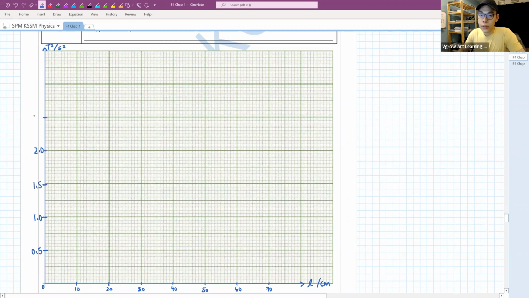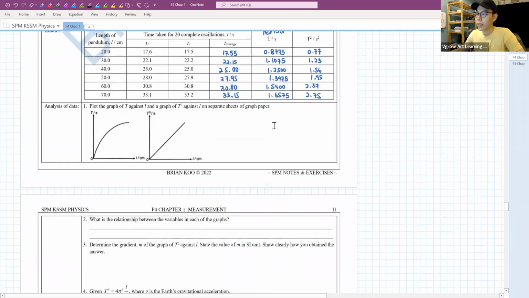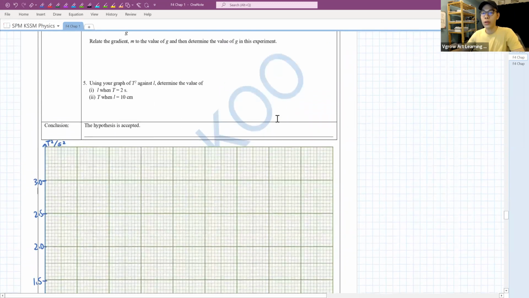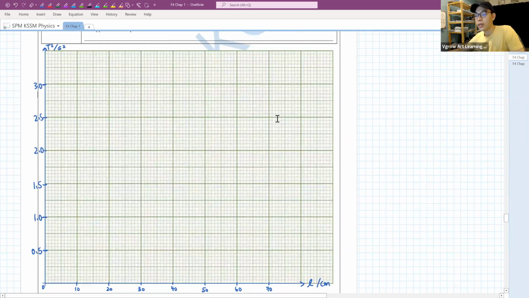I'm going to put one decimal to standardize. Okay, maximum I need is until 2.75, so 3.0 is more than enough already. After fixing the scale, then we go and start to plot the points. We have length of pendulum for 20, 30, 40, 50, 60, 70. We have 6 points to plot.